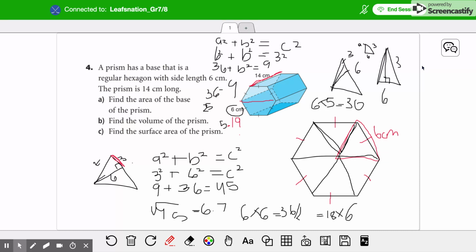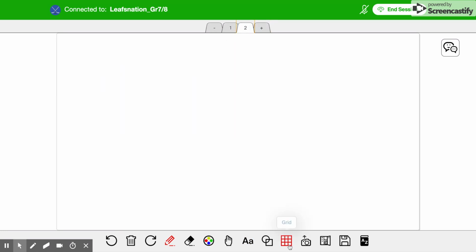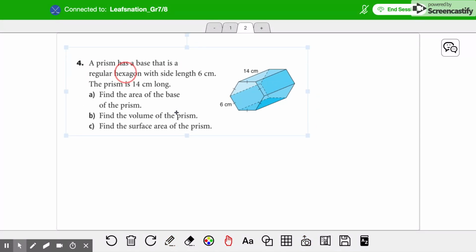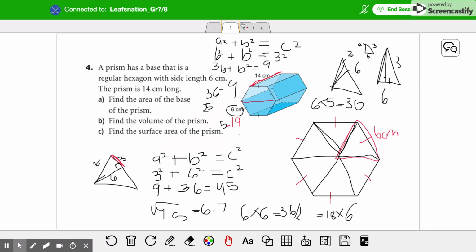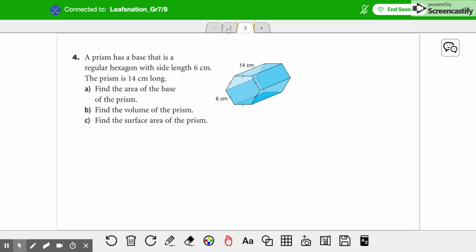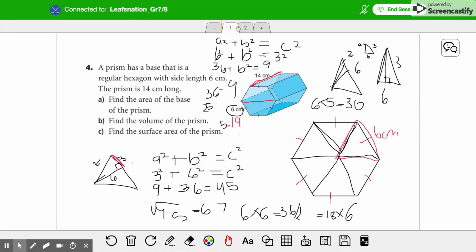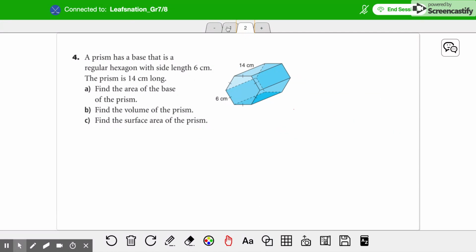Now it says find the volume. How do you find the volume for B? Can we go to page 2 maybe? Yeah, of course. Remember before we had said the height was 14, right? The volume of any prism is area of base multiplied by height or depth. Can you write that down, please? Are you writing on board 2? I'm on board 2.